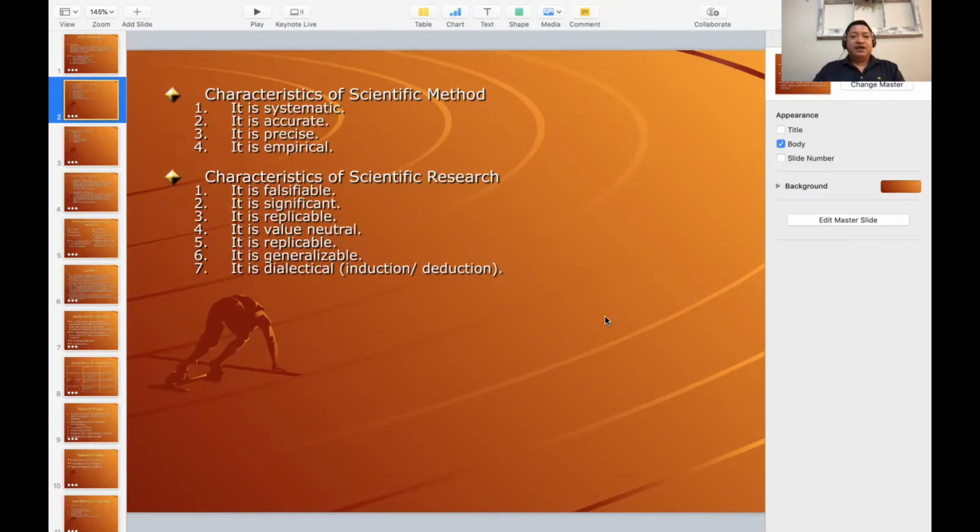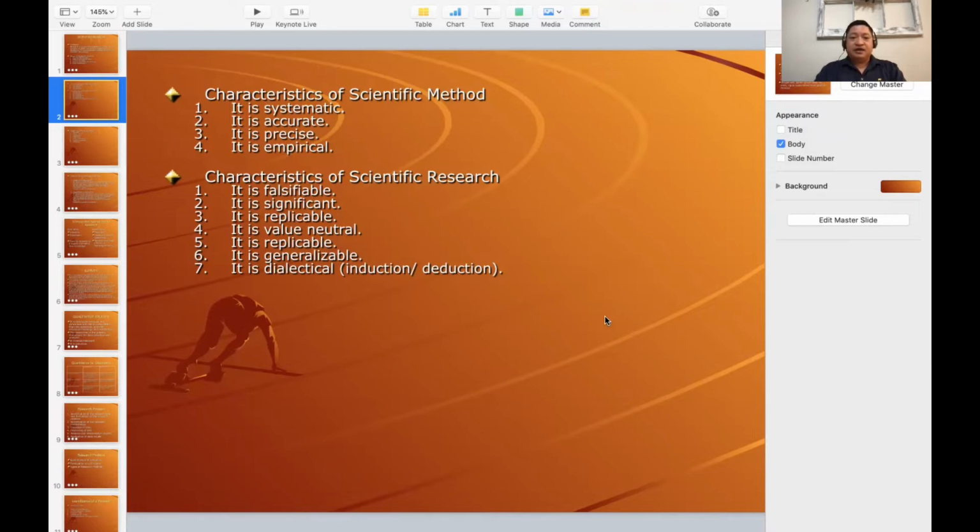Number two, it is accurate. Because you gather data, you observe facts. It is factual and accurate. Number three, it is precise. Because after you collect your data, you have to measure your variables and process them, compute them using statistics, so it is precise. And number four, it is empirical.